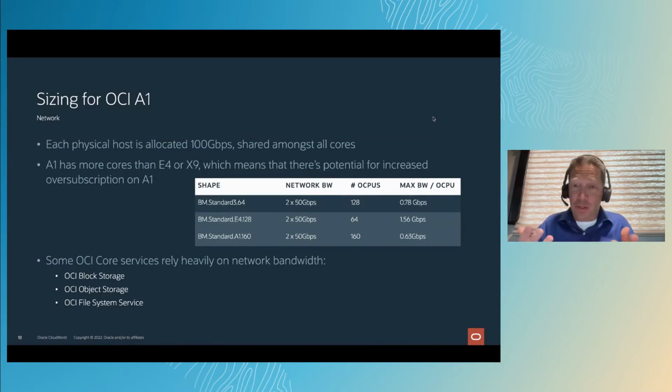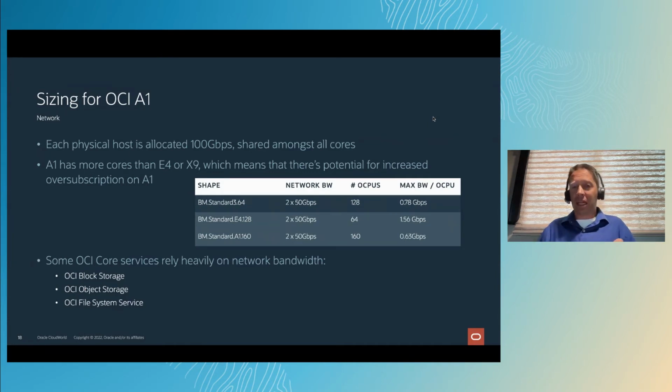So I don't want to scare you. This certainly is not meant to scare you by any means. It's simply something to be aware of as you start to consume different OCI services that are heavy network bandwidth users, things such as OCI block storage or OCI object storage or OCI file system service. These are all services that rely on the underlying network to transport data to and from that storage service. And of course, if you're developing your own applications or services that are very bandwidth intensive, you'd want to take that in mind as well.